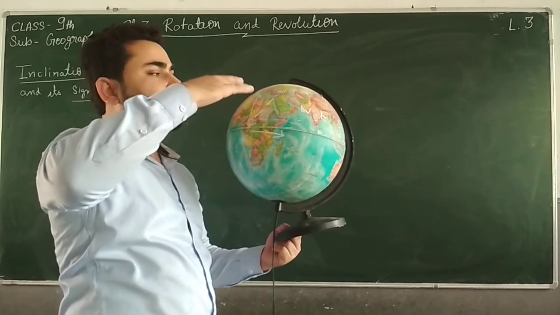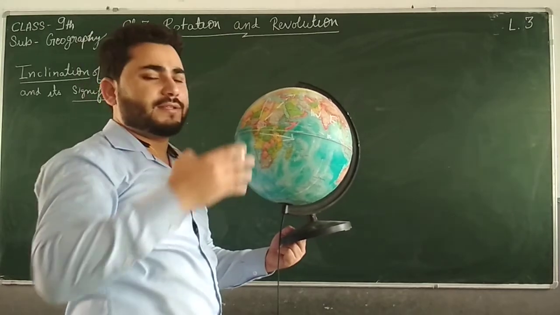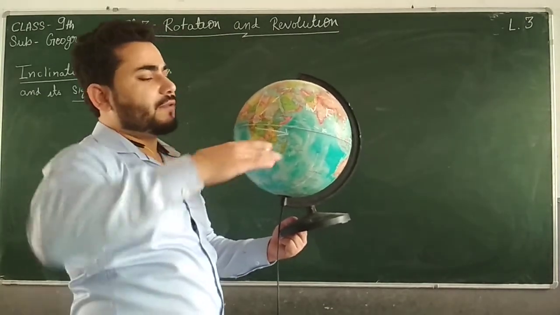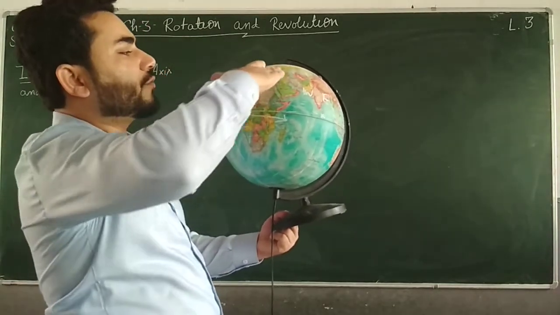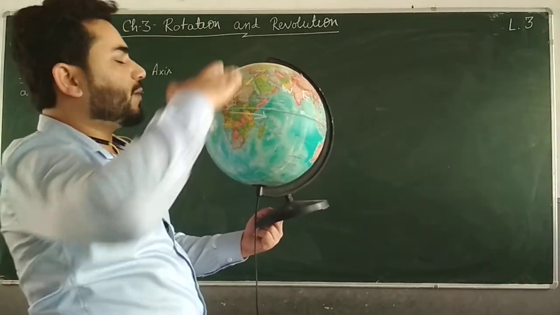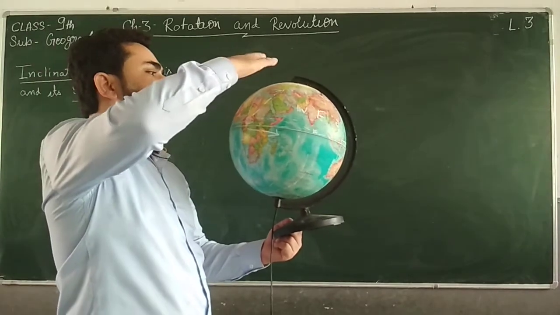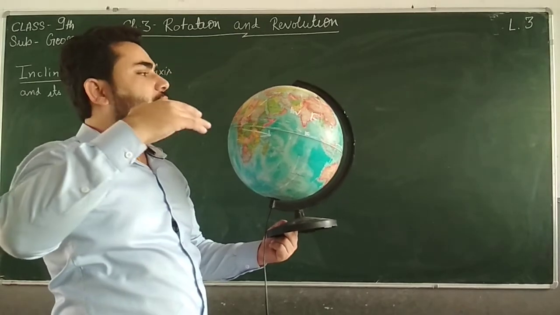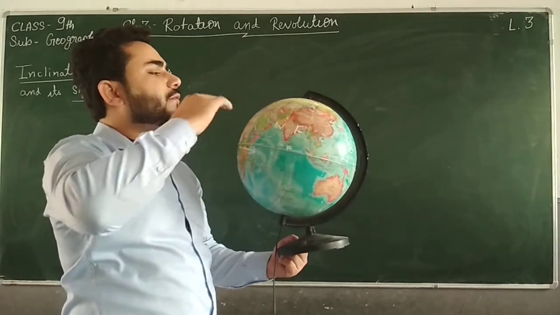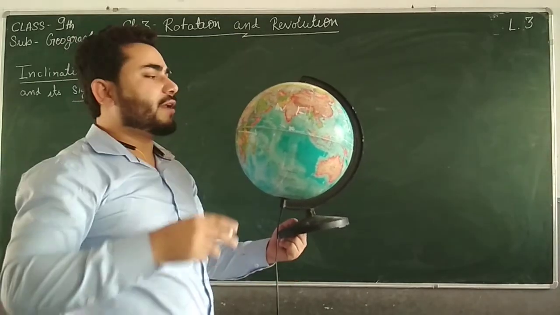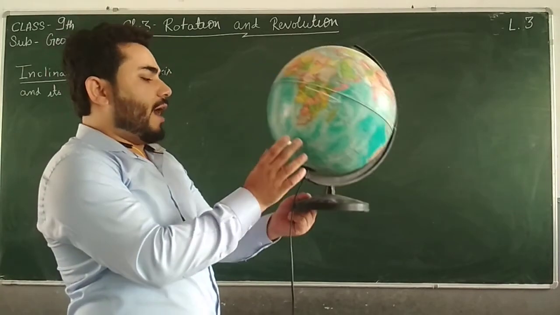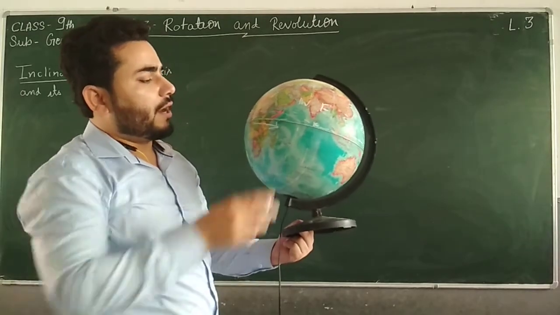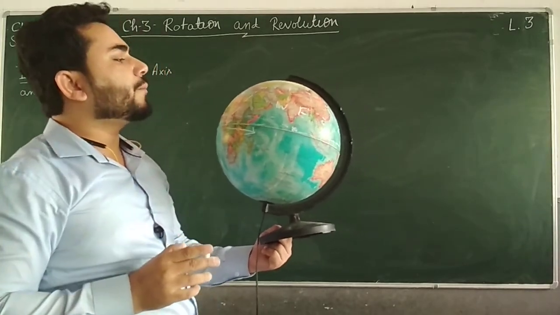The sun rays will fall slantingly over these places, right? Sun rays will not be perpendicular here because the earth is spherical. So at these places the sun rays will fall in a slanting manner, and because of that these places will become very cool, right? And here the winter season will remain throughout the year, and here the summer season will remain throughout the year.